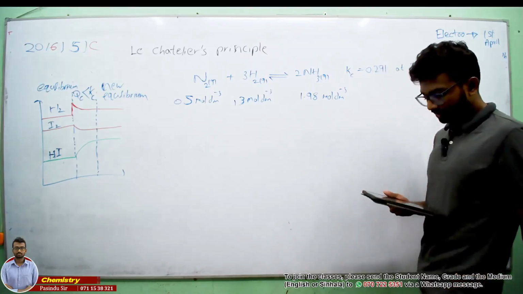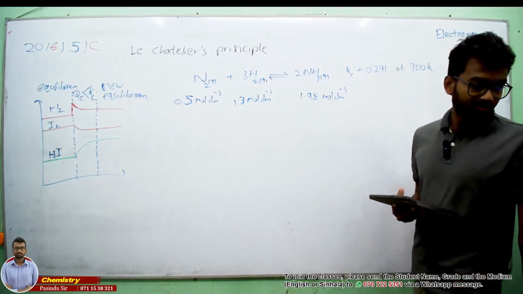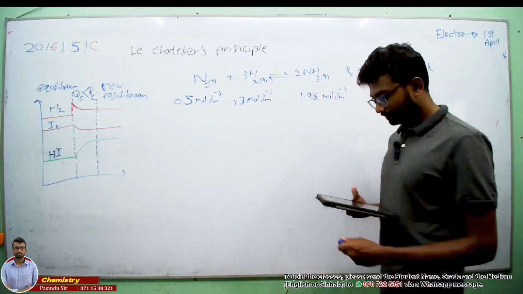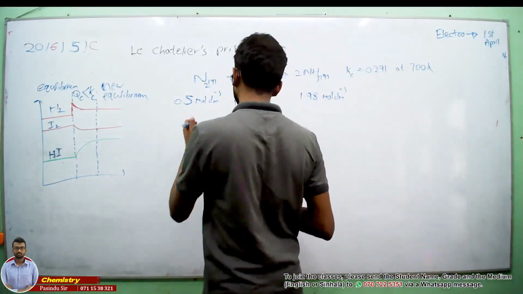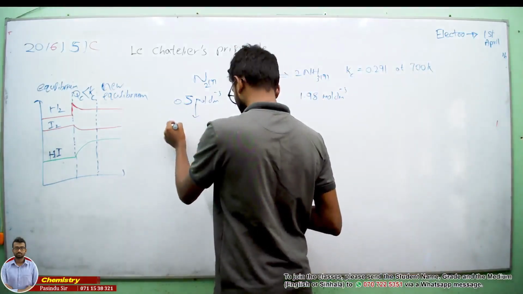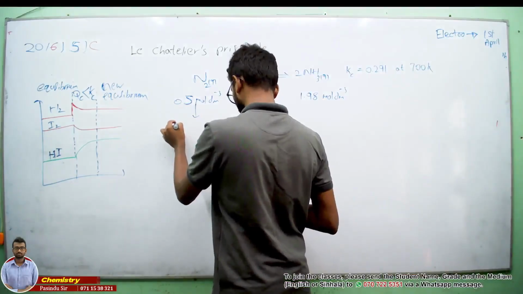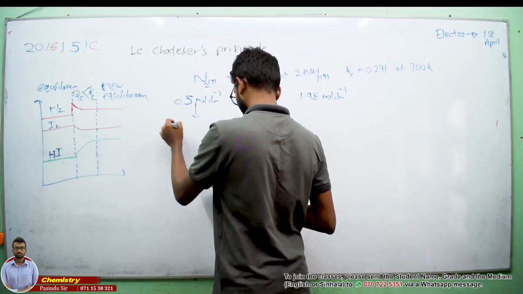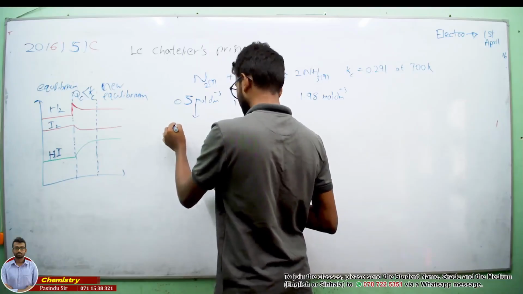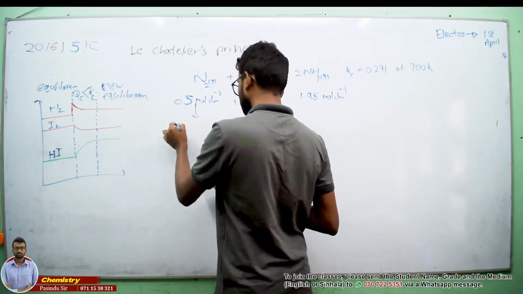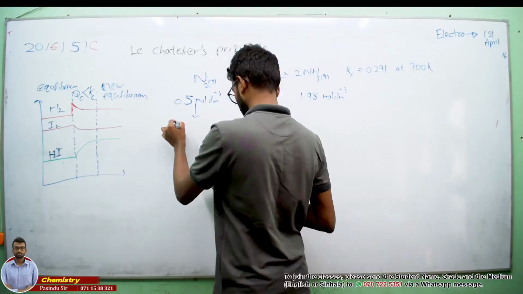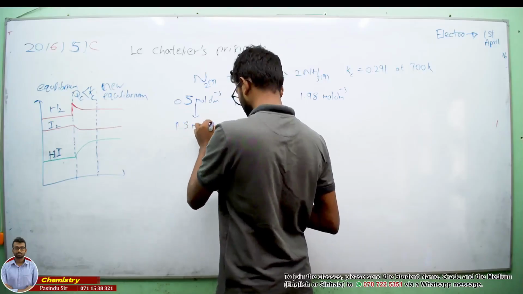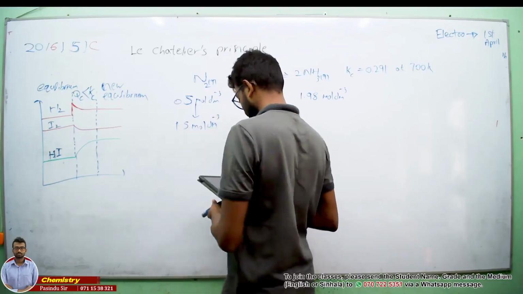What will happen if we change the concentration of N2 to 1.5 mol dm minus 3?